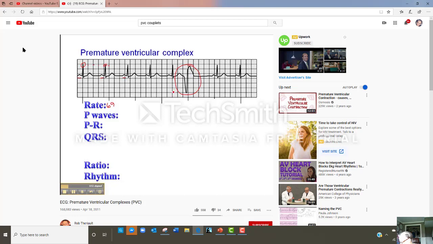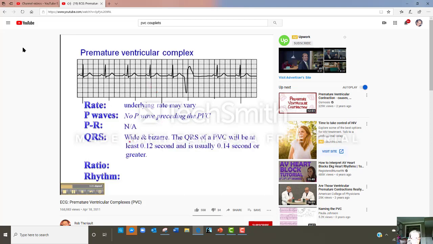Which I'll talk about. So heart rate and the underlying rhythm may vary, and may be normal, fast, or slow. Where there's a premature ventricular complex, there's no P wave preceding the PVC. You notice that there's no P wave here. This is actually a T wave here, so we don't see any P wave there. And the PR interval where the PVC is concerned is not applicable. The QRS is wide and bizarre, and that's key, right? The QRS has to be at least 0.12 second or greater. The QRS of a PVC will be at least 0.12, but is usually 0.14 second or greater.